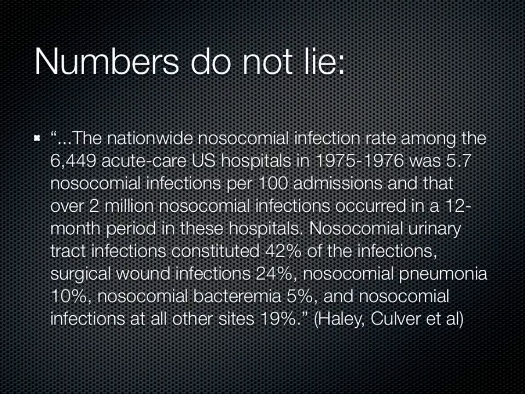Numbers do not lie. The nationwide nosocomial infection rate among the 6,449 acute care U.S. hospitals in 1975 to 1976 was 5.7 nosocomial infections per 100 admissions, and over 2 million nosocomial infections occurred in a 12-month period in these hospitals. Nosocomial urinary tract infections constituted 42% of the infections, surgical wound infections 24%, nosocomial pneumonia 10%, nosocomial bacteremia 5%, and nosocomial infections at all other sites 19%.